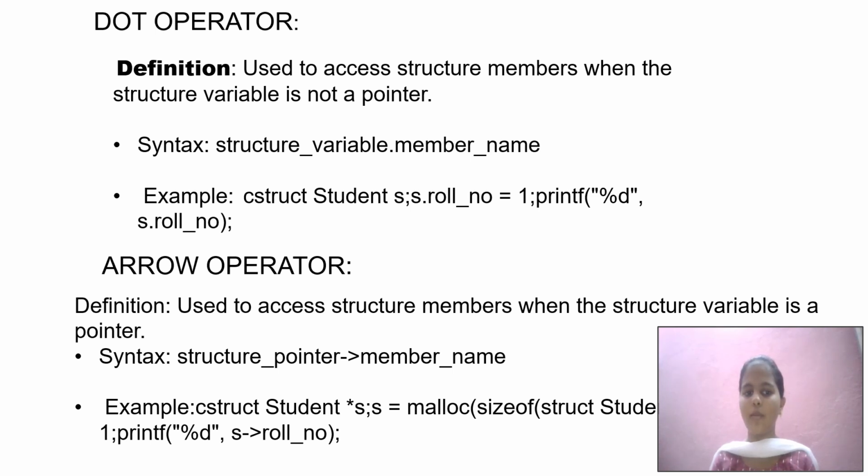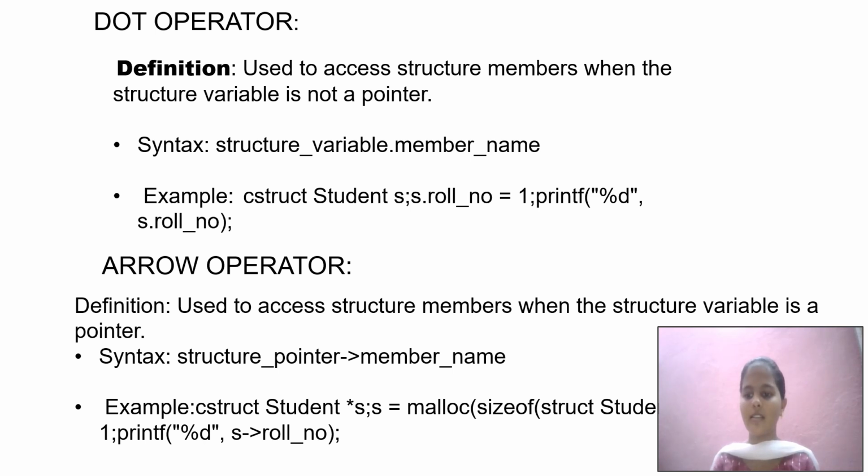When it comes to arrow operator, it is used to access structure member when the variable is a pointer. The advantage of arrow operator is that it can accept both pointers and non-pointers too. When it comes to syntax, structure pointer and pointer symbol and member name. And here is the example. It should start with struct keyword student pointer s. Here we use malloc to store the size of the struct student, and to give output, here we use printf function.